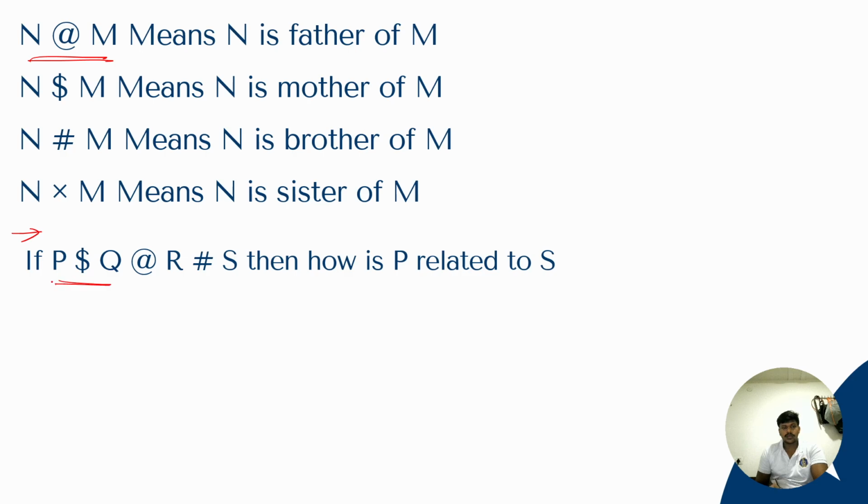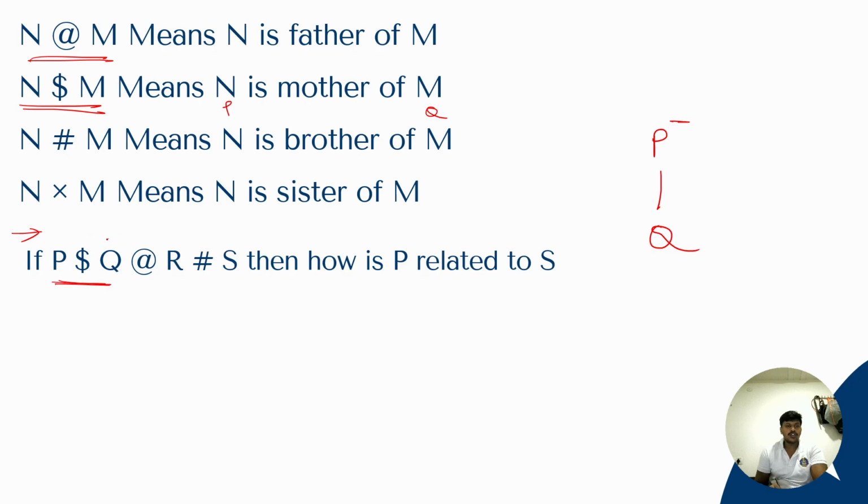So what are the first two symbols? The first two symbols are $P$Q. Replace them with $N$M and read once again. So $P$Q means P is the mother of Q. That's it. Draw the diagram. So P is the mother of Q. Done with the first one.